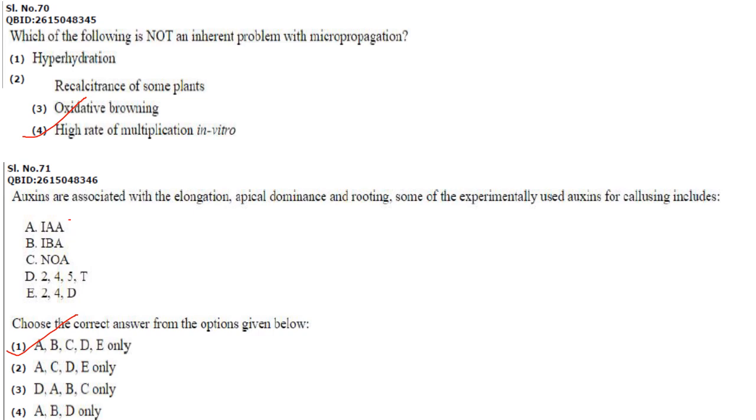Auxins are associated with elongation, apical dominance and rooting. Some of the experimentally used auxins for callousing include... So they have asked for auxins involved in callousing. IAA, yes. IBA, yes. NOA, yes. 2,4,5-T and 2,4,5-D. All these are auxins which are involved in callousing. So answer is option 1.